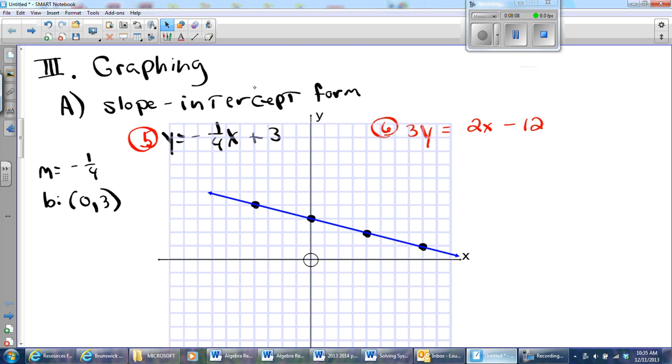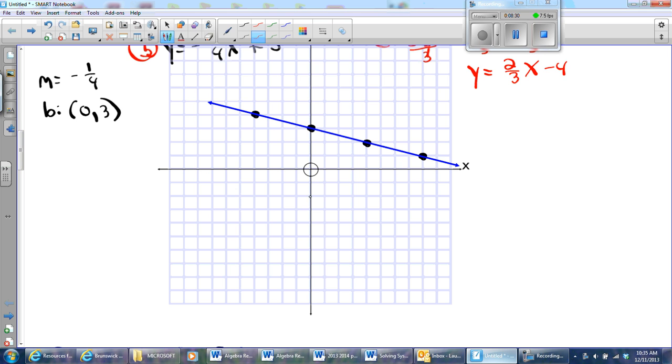Now I'm going to try the red equation. The red equation isn't in slope-intercept form. How do I know? Because the y is not alone. So to get the y alone, I'm going to divide by 3 here, here, and here. So then y is going to equal 2/3 x minus 4. All right, so I'm going to get negative 4. 1, 2, 3, 4. And I'm going to infinitely clone it.